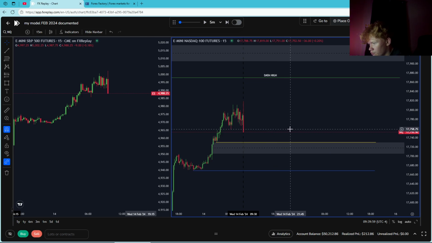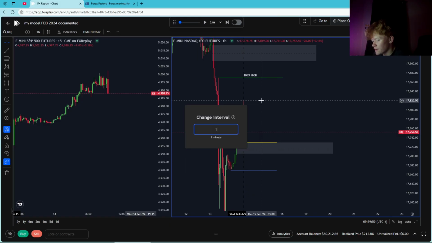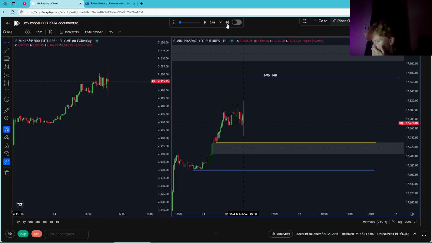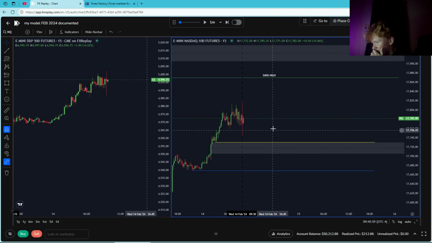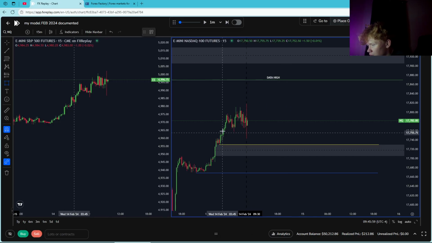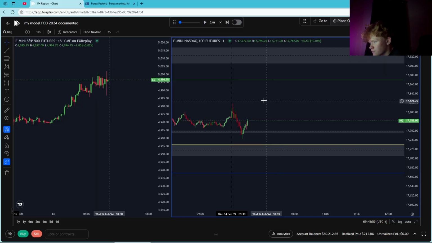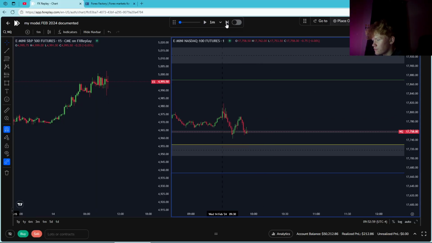15's looking pretty dead. Cannot lie. Yeah, I think. See what market wants to do. I like it just going up though. That's the only problem. But it wouldn't even make sense.